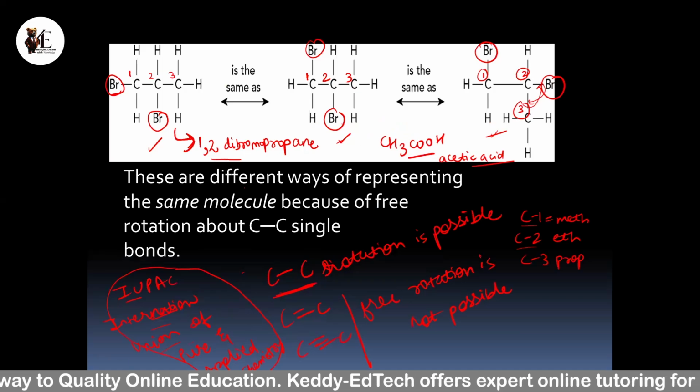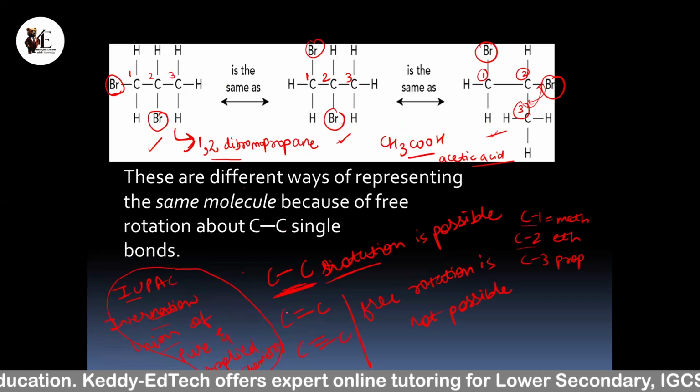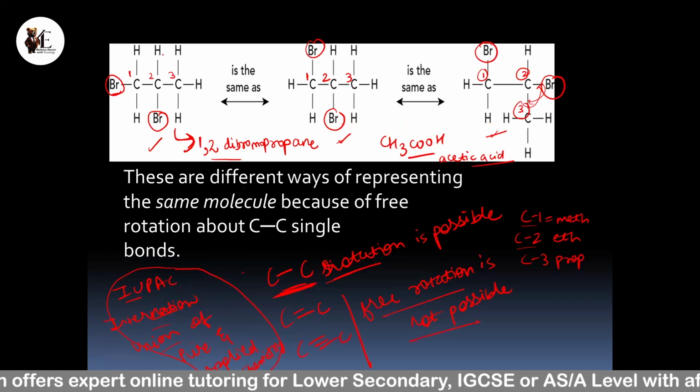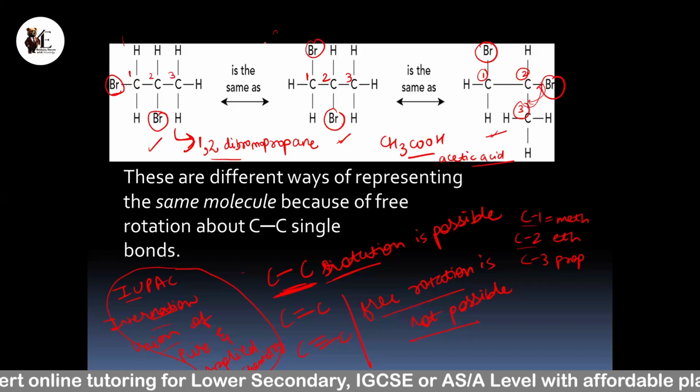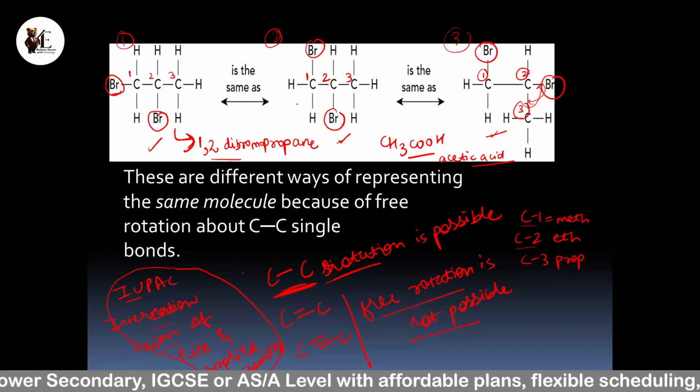I told you that here carbon single bond free rotation is possible, but carbon-carbon double bond and triple bond free rotation is not possible. So this first structure, second structure, and third structure are all the same because you can rotate the carbon-carbon single bond.